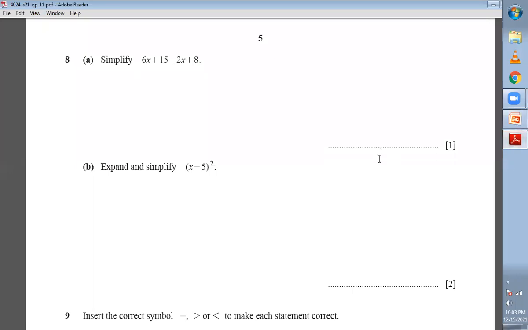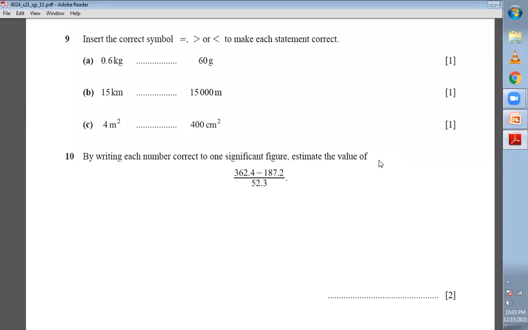So question number 9 is coming up on your screen. It says insert the correct symbol, equals to, crocodile's mouth, we call it greater than or less than, to make each statement correct. Okay, so here we have 0.6 kg. Here we have to set this out of these 3 symbols. One of the symbols will be fitted here.